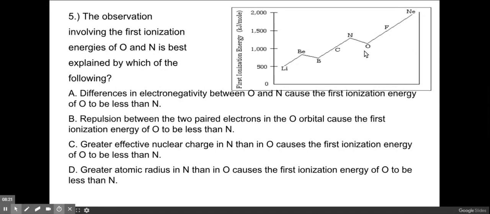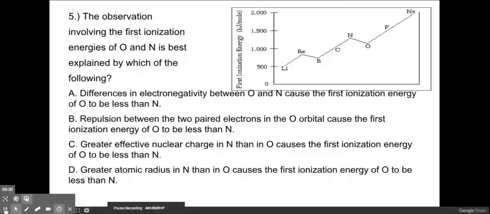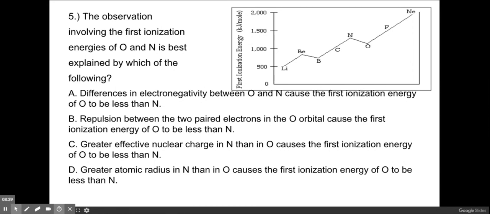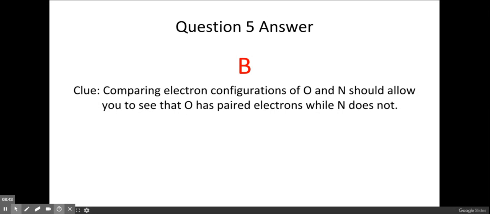It says, hey, why this decrease in first ionization energy between nitrogen and oxygen? So this one's going to take a little while for you to work on. There's a lot of reading here, so take your time and then come back when you're ready. So let's jump to the answer, and then we're going to come back and talk about why it is the answer. So the answer is B.